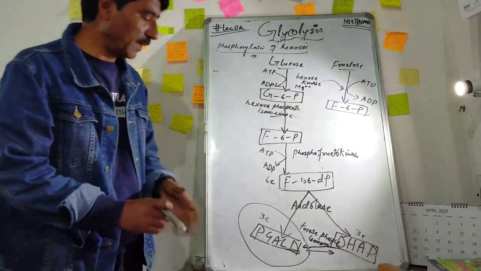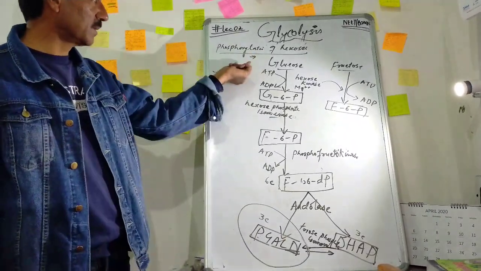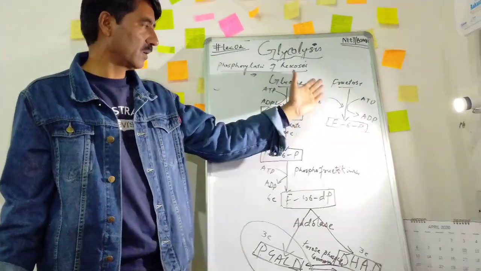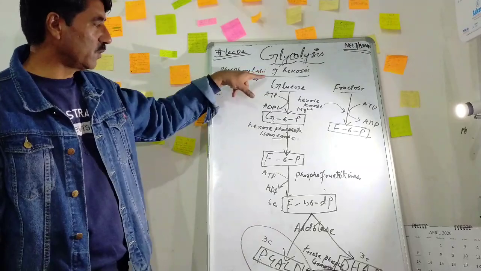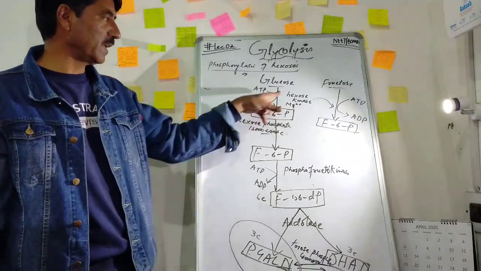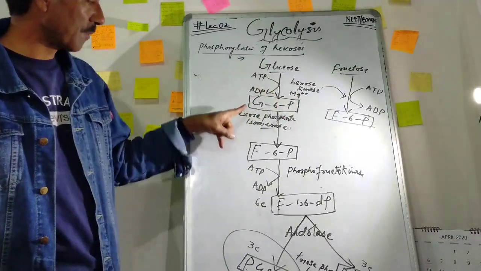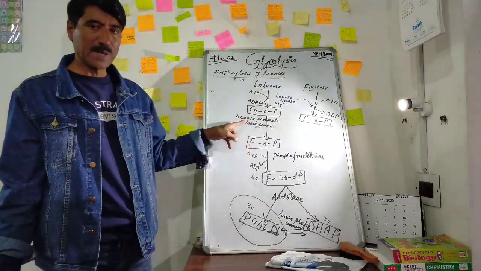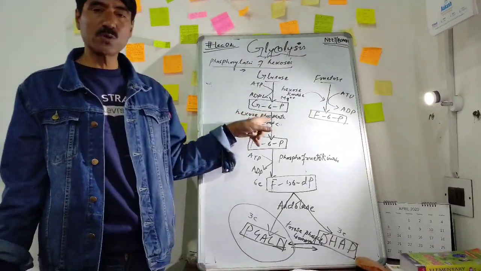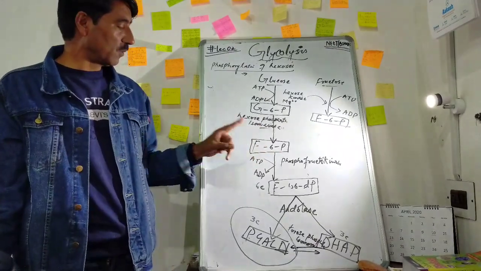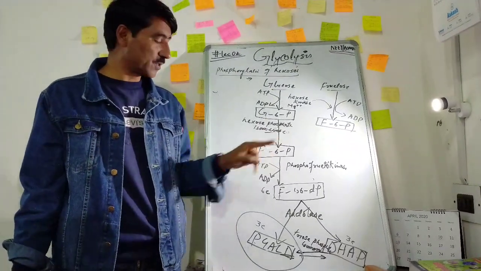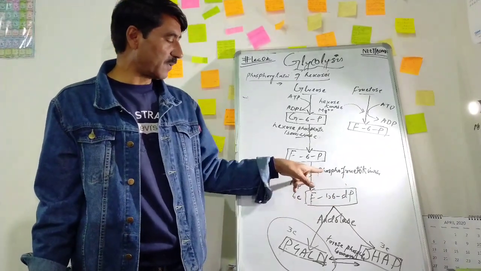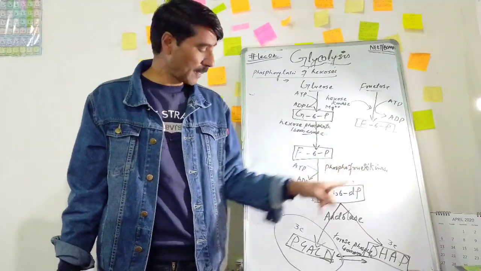I will have a recap here that we have started this pathway from glucose. It can also start from fructose. So we will take this: glucose changes to glucose 6 phosphate in presence of hexokinase. Glucose 6 phosphate changes to fructose 6 phosphate in presence of the enzyme hexose phosphate isomerase. Now the fructose 6 phosphate changes to fructose 1,6 diphosphate in presence of phosphofructokinase.